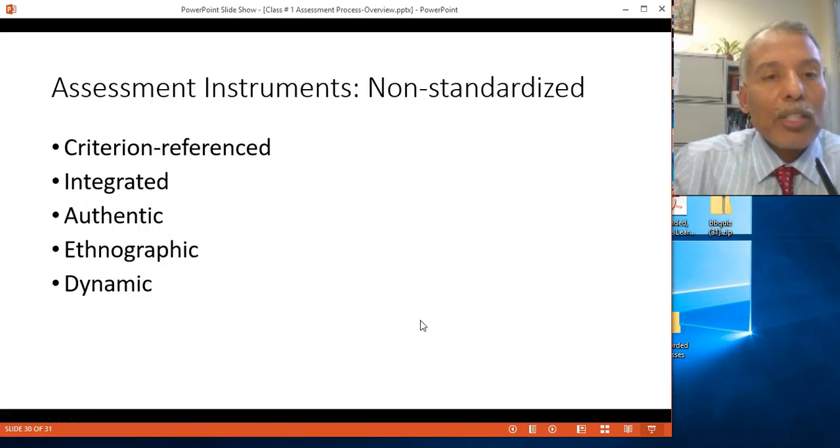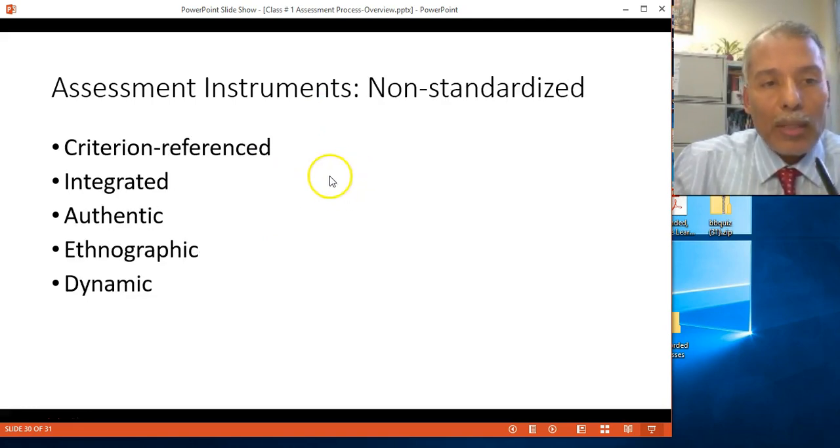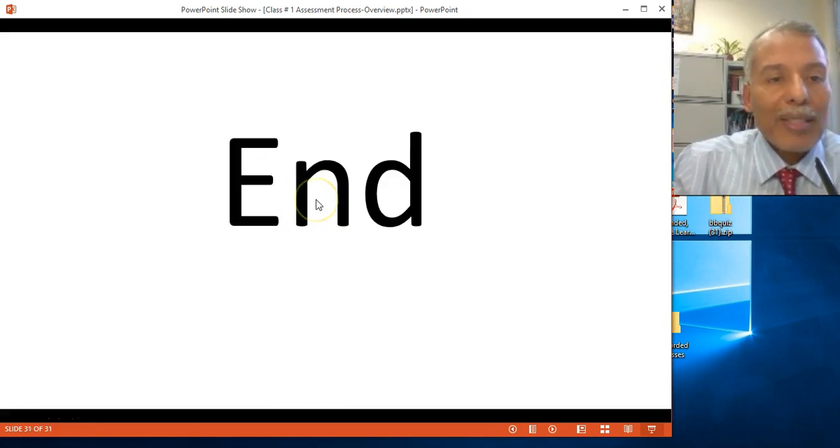For assessment instruments, we are going to speak about this in the next class. So I am going to conclude here, and then the next class will speak about assessment. The whole thing will be dedicated to assessment.